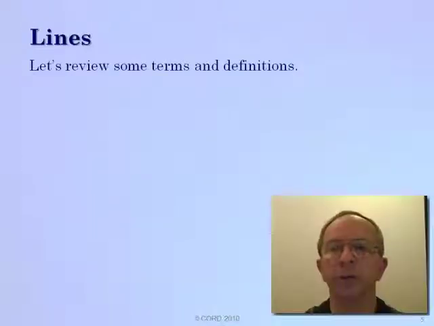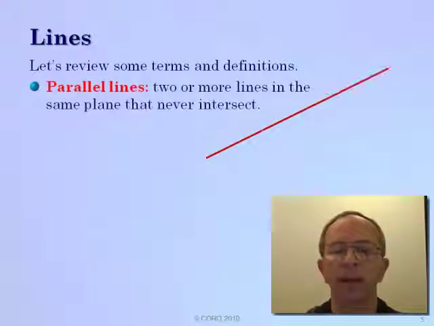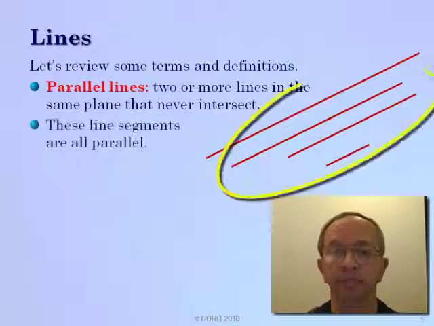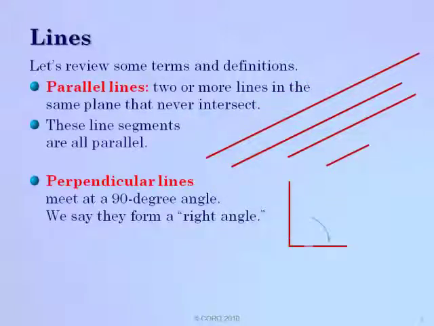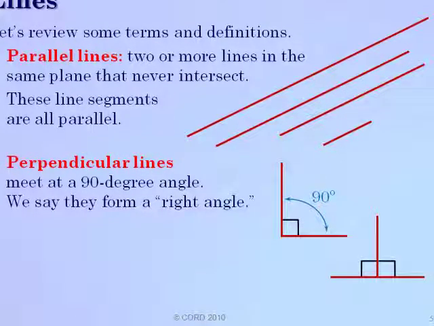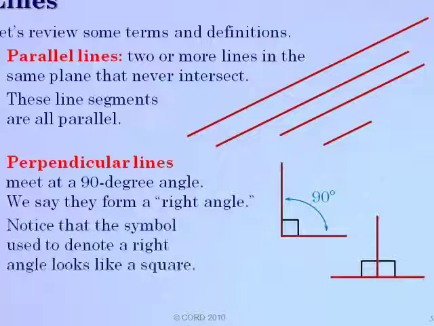First, let's review some of the terms and definitions pertaining to lines. Parallel lines are two or more lines that never intersect on a plane. These line segments are all parallel. Perpendicular lines meet at a 90-degree angle, and we say they form a right angle, is the term that you'll often hear, or that they're square angles. Notice that the symbol used looks like a little square. If you get two of them back to back, it looks like a little step.